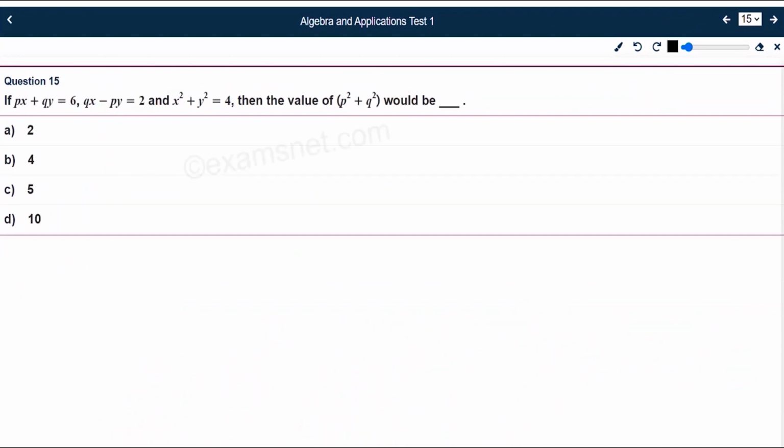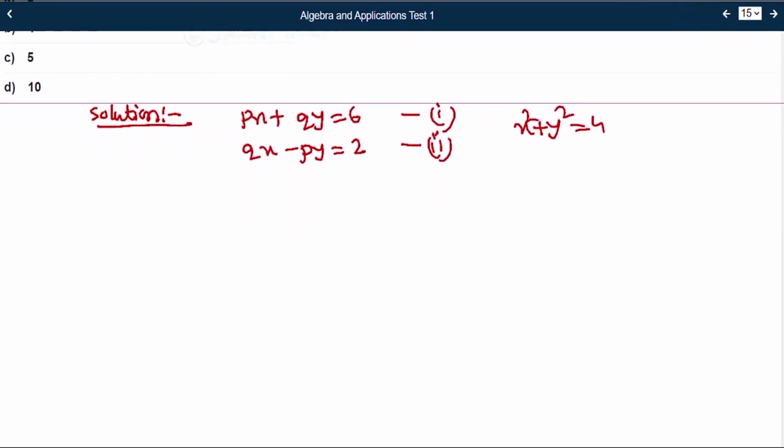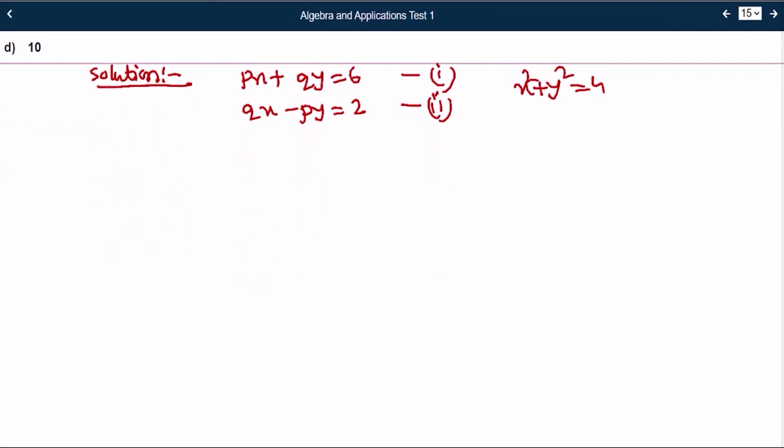Question number 15. If px plus qy equals 6 and qx minus py equals 2, so these are the two equations we are given. And there is one more piece of information: x square plus y square equals 4. Then find the value of p square plus q square. Okay, how can we proceed with the solution?